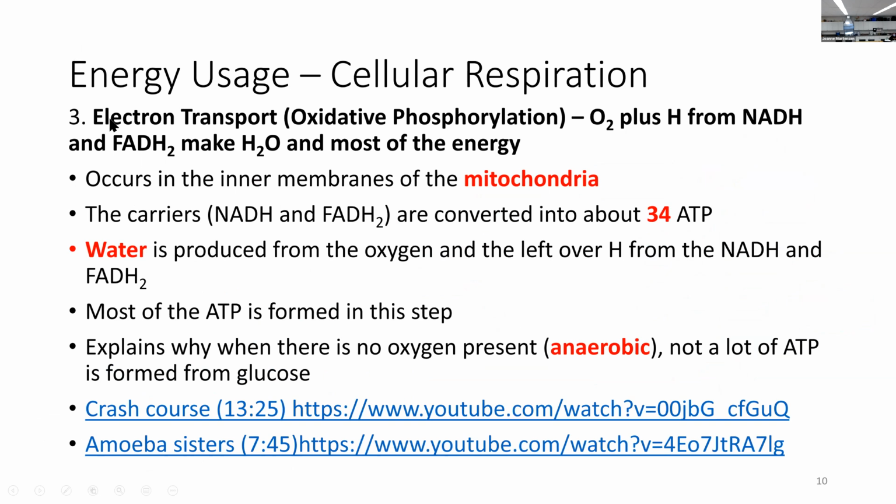We have the electron transport. Okay, and this occurs in the inner membranes. And these guys that have been carrying around the hydrogen and stuff are finally being used and they make about 34 ATP. This is also where water is produced from the excess oxygen and the hydrogens are used up. But the key thing in the electron transport, it's where almost all of the energy is formed.